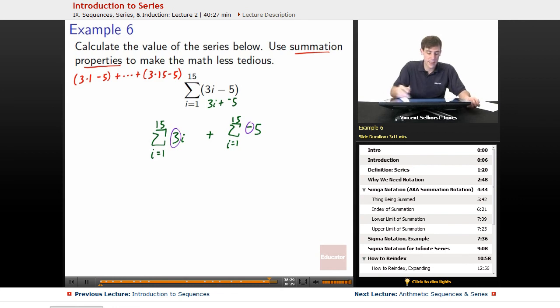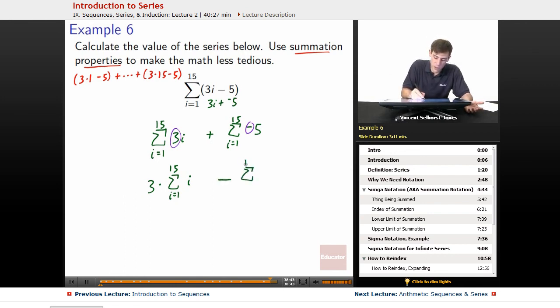We can now write this as 3 times the summation from i equals 1 to 15 of i, minus the summation from i equals 1 to 15 of 5. Great. So 3 times, well, there are no cool properties that we've learned yet, although we will learn in the very next lesson how to easily sum this one up.